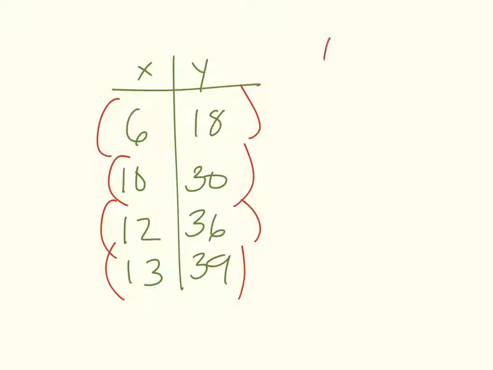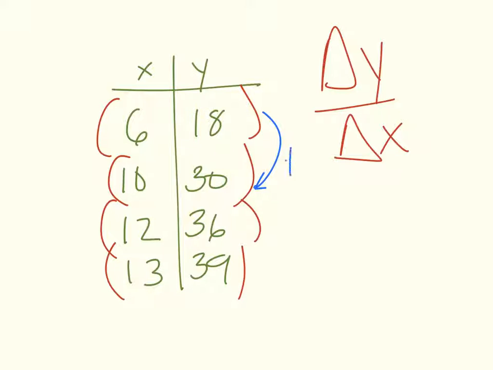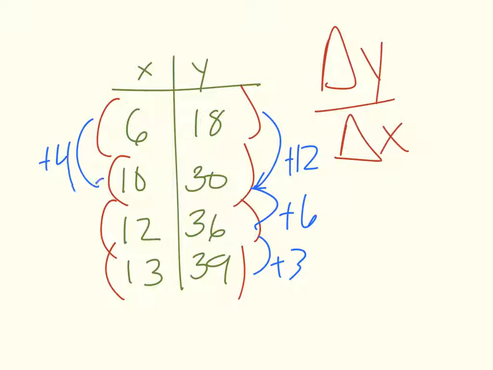So looking at my changes in y's, remember we're looking at change in y over change in x. My first set of changes in y's go from 18 to 30, which to me looks like a change of 12. And then I go from 30 to 36, which is a plus 6, and then I look at a change of plus 3. Now, since those aren't constant, I want to double check them on my x's and see if they do have constant growth rates. So let's look over here. I have a plus 4, a plus 2, and then a plus 1.